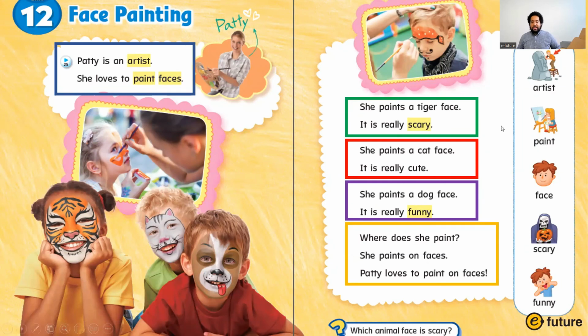She paints a tiger face, it is really scary. She paints a cat face, it is really cute. So you can see what the targets are there. You can teach the target sentences and then have the students become experts on what the tiger face does or what the cat face does.